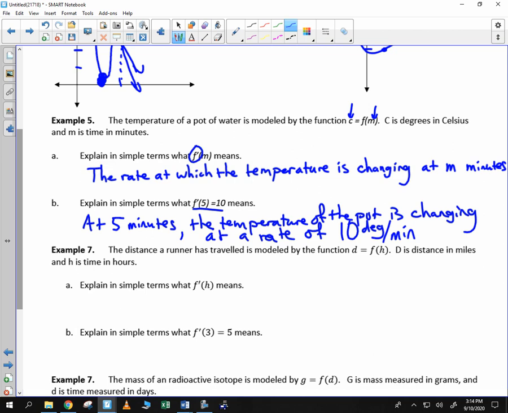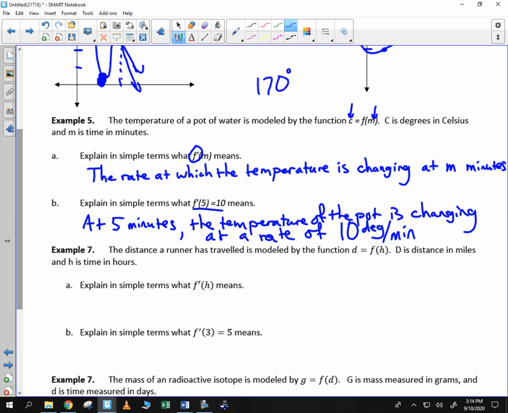Okay? So you're making some macaroni and cheese. And at 5 minutes, suppose that the temperature of the pot was 170 degrees. It means that we expect it to go up at about 10 degrees per minute. So in the next minute, it would be, say, at 180 you would expect. Okay? It does not mean that at 5 minutes, the temperature has risen 10 degrees.